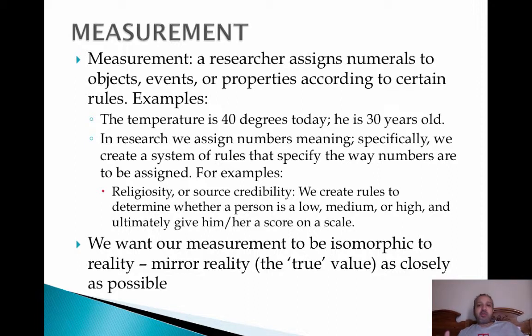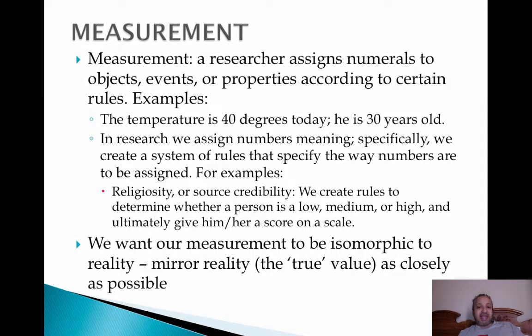So in measurement, we assign numbers, numerals, to certain objects or events or properties according to rules. And that allows us to measure these concepts, these objects, these events, right? We don't just say he's old. We measure it very specifically, right? We say he's 87 years old. The temperature: we don't just say it's hot, it's cold. We can say it's 95 degrees today, or it's really cold, it's 12 degrees today, right? We are very specific with how we measure things.